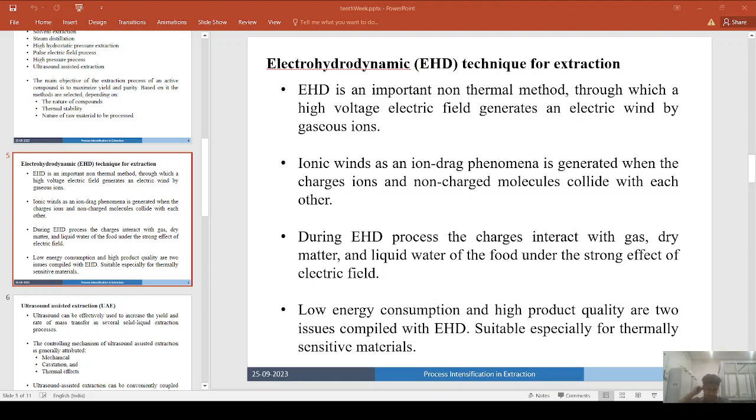Now as the electric wind interacts with the gas, dry matter and liquid water of the food, the extraction will continue. The low energy consumption and high product quality are two advantages associated with electrohydrodynamics. So the electrohydrodynamic technique for extraction is especially suitable for thermally sensitive materials.